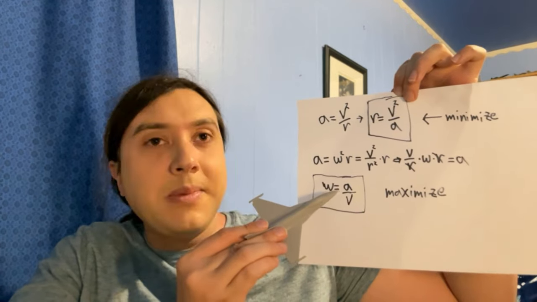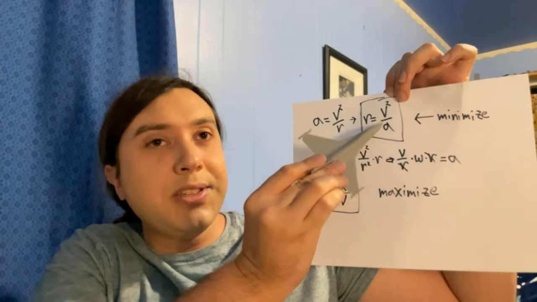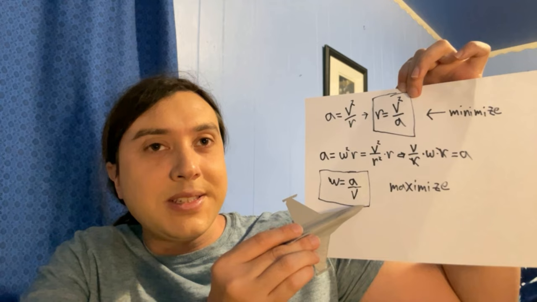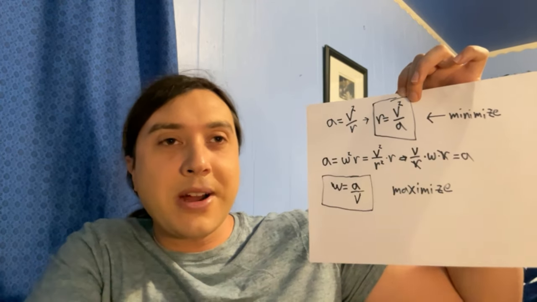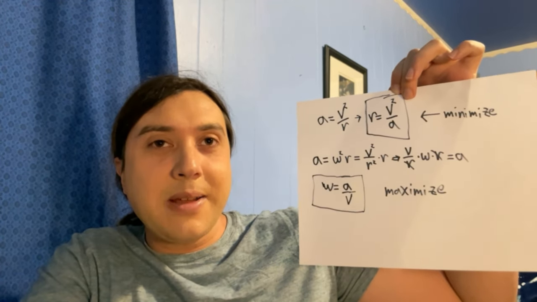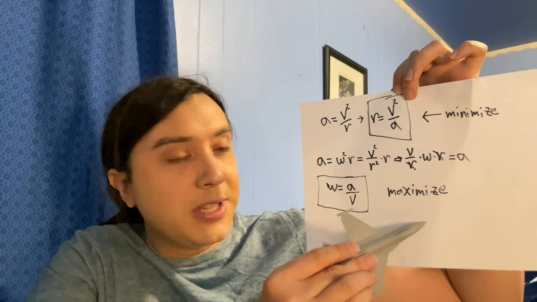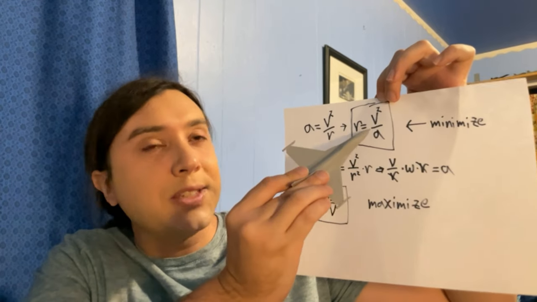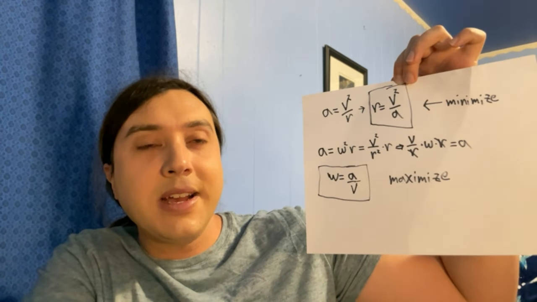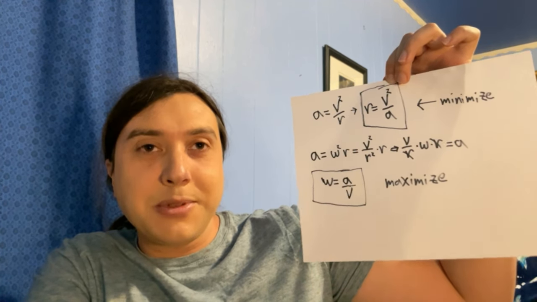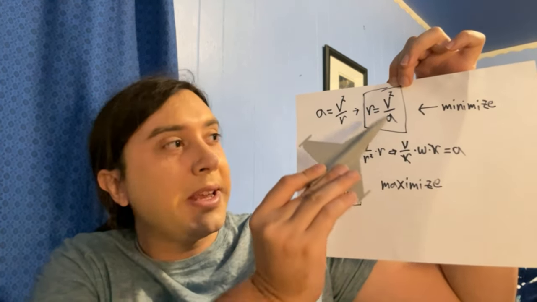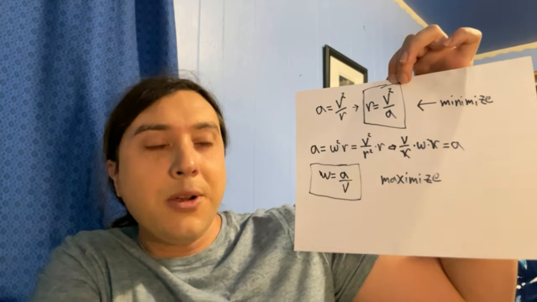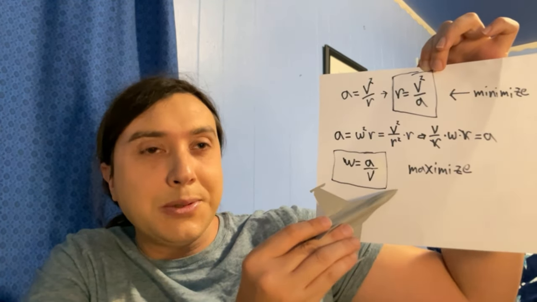And so you'll notice that these are almost the reciprocal of each other. This is A over V, and this is V squared over A. And again, we want this one to be small and this one to be large. So they're very similar to each other, but this one has V squared, and this one just has V. So acceleration will help you out with both, and being able to fly slow will help you out with both. But being able to fly slow helps you out more with your turn radius, and being able to pull more Gs helps you out more with your turn rate.